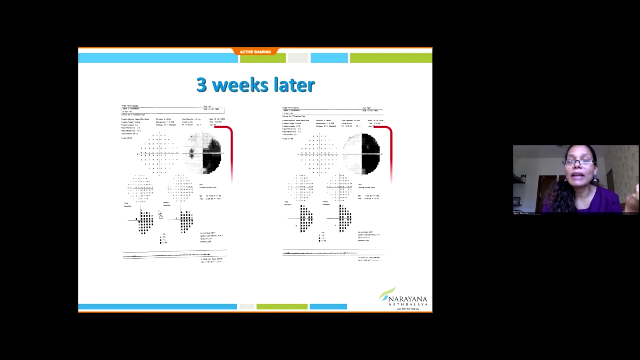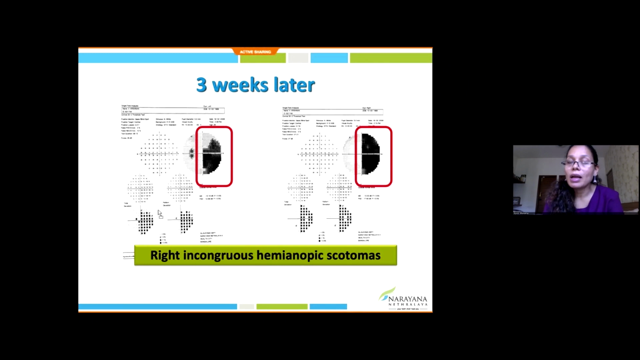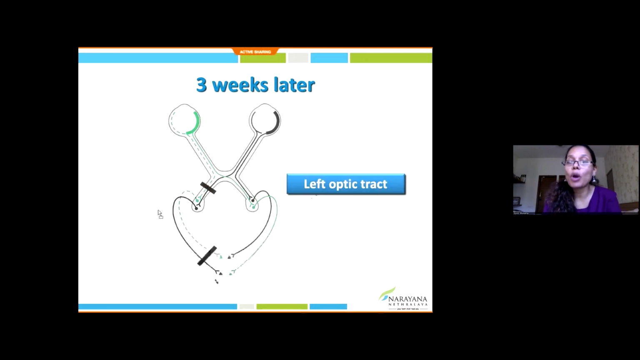What he has now developed is a classical right incongruous hemianopic scotoma, which we know, if it's an incongruous hemianopic and the optic nerve also involved, we're looking at a left optic tract lesion. So there's a left optic tract lesion which is seen. So why does that happen? Here, the chiasmal tumor has grown and overgrown in such a way that it is now pressing on the tract. So these kinds of changes can also happen. You should be aware of it so you can follow them up properly.